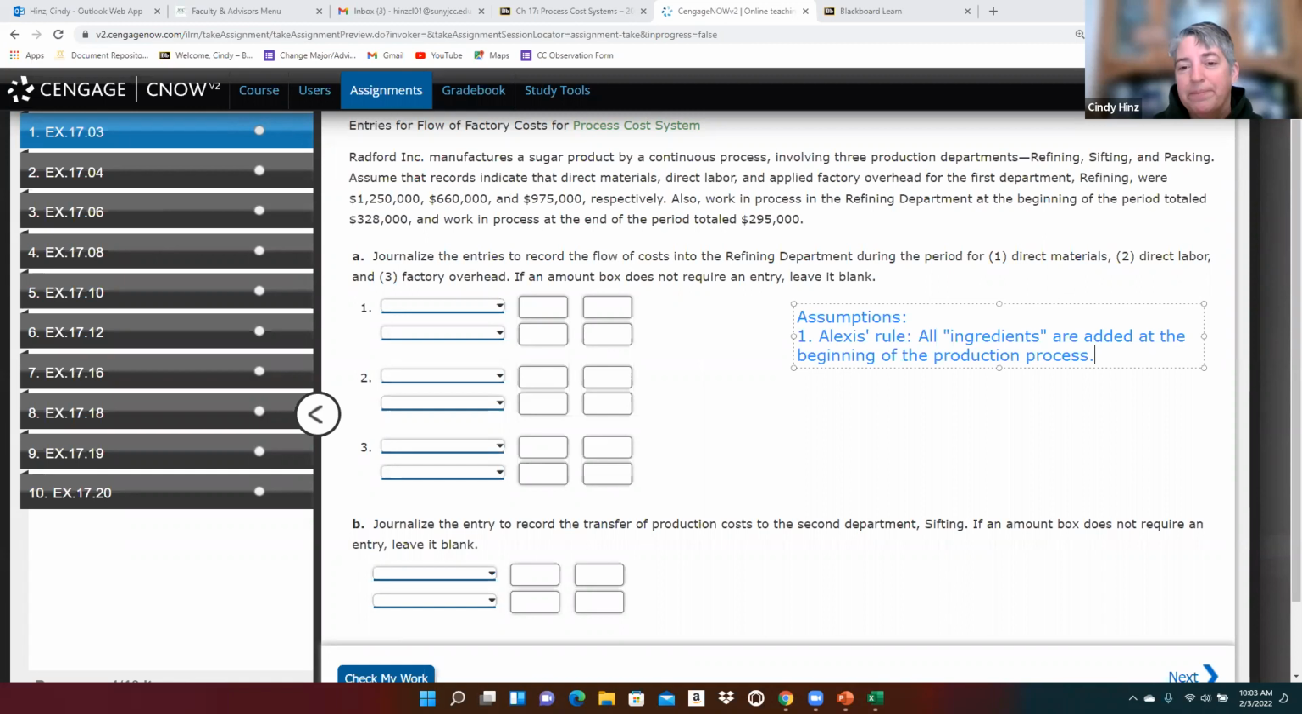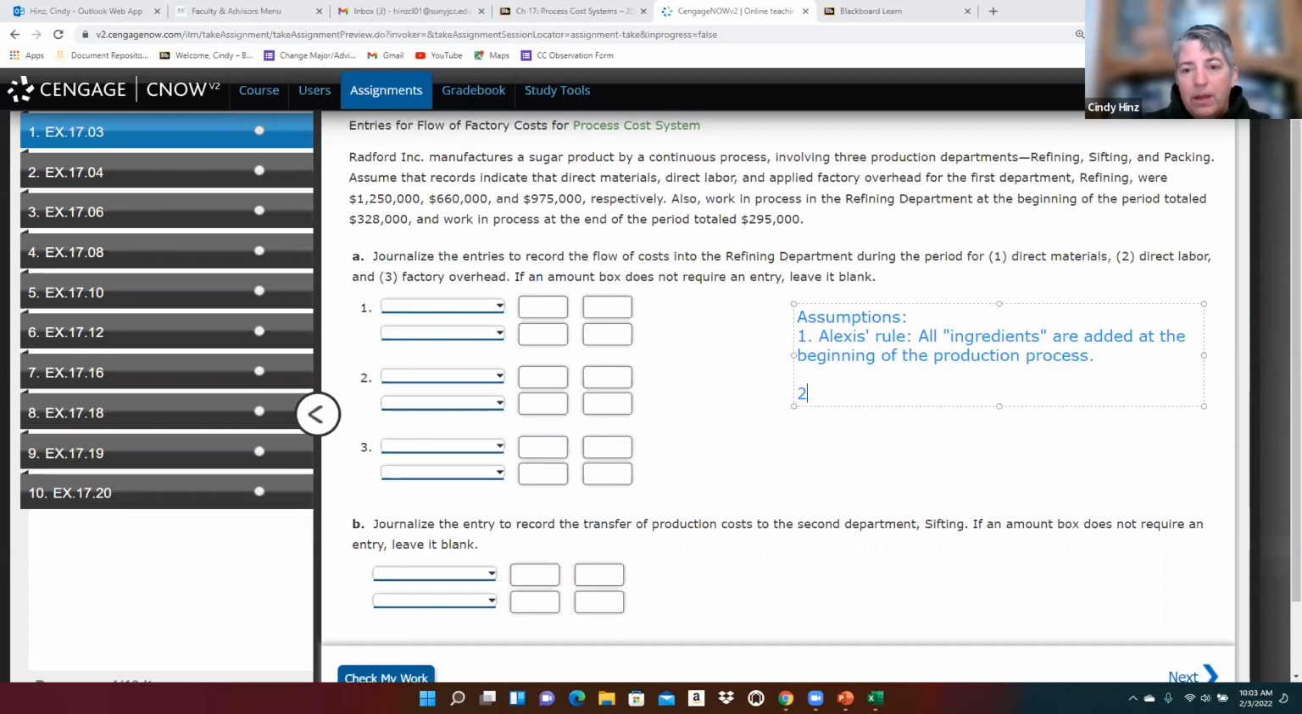you should do it. And in the real world, when you are manufacturing any product, it's probably rarely the case that you throw all the direct materials in and then start doing the work on them. But that will be the assumption we make for this class.